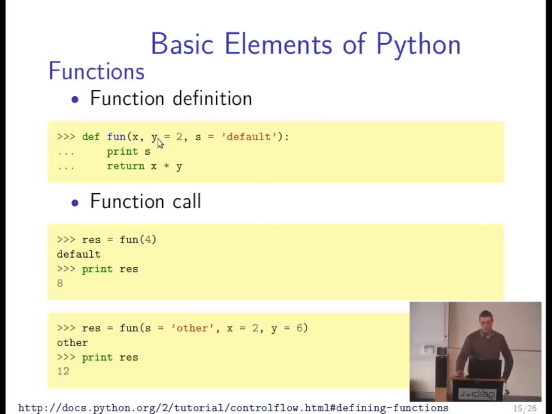And the interesting thing about this is that you could have left out the y parameter. Then this would have taken the default value for the y parameter. In C++, there is some similar concept, but you can only leave out the last parameters, which is not the case here. Here you can leave out any parameter you like, which has a default value. Okay, and so the result is that it will print other, and of course, 2 times 6 is 12.